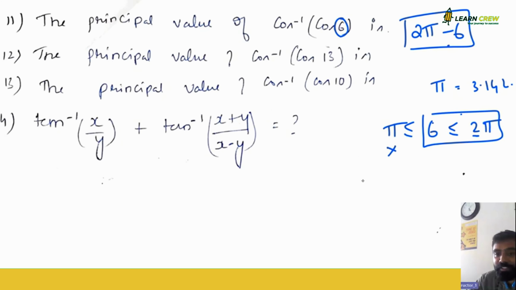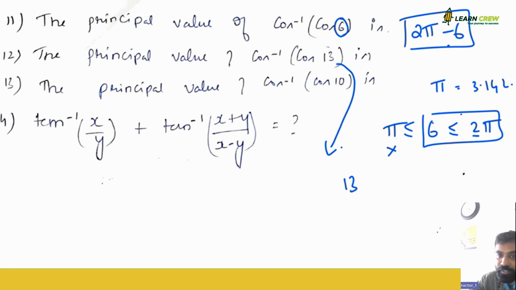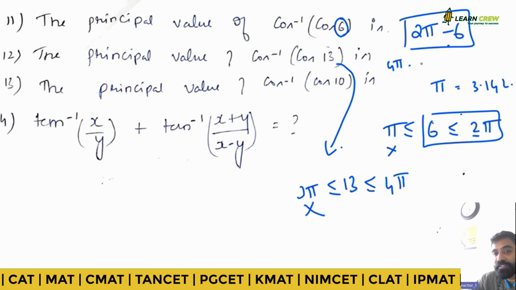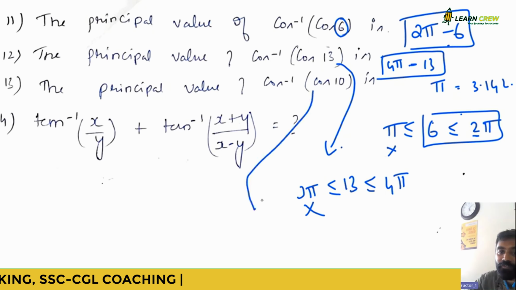The same thing if it is cos 13. So cos 13 is in between. 13 can be like how many pi? 4 into 3 is 12. So the maximum is 4 pi and the minimum is 3 pi. So you can eliminate 3 pi and this becomes 4 pi. So obviously the answer becomes 4 pi minus 13. This becomes your principal value. Same thing for this one.